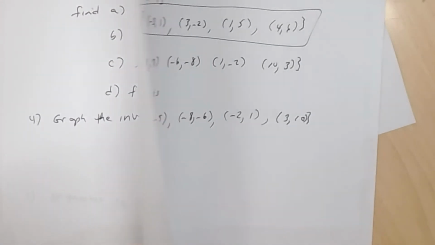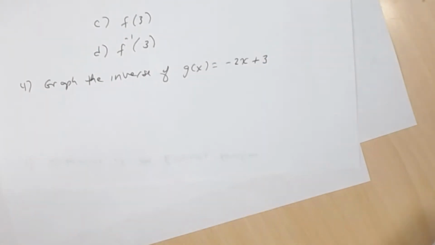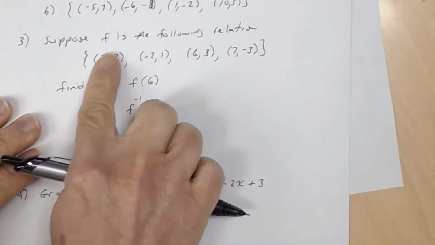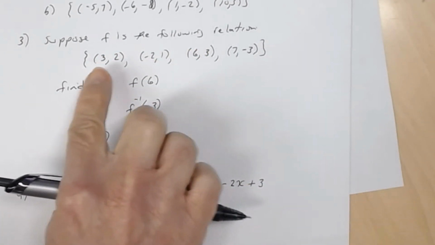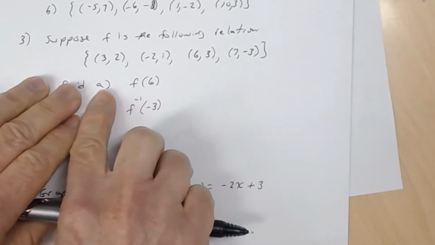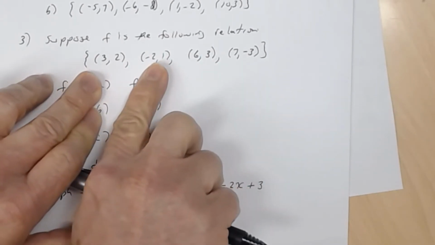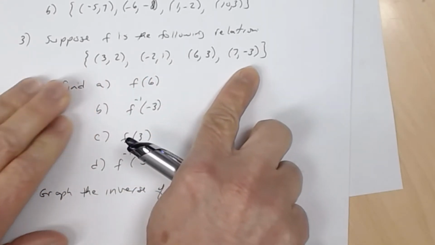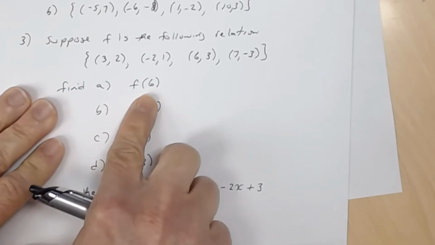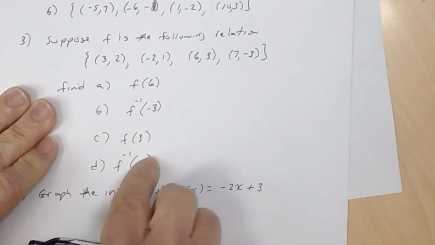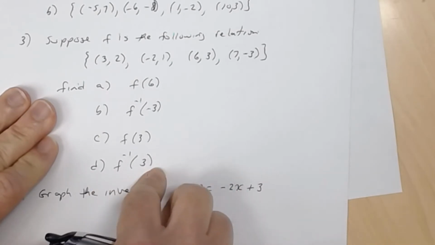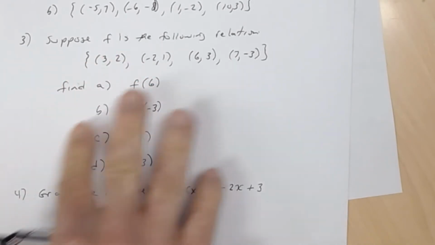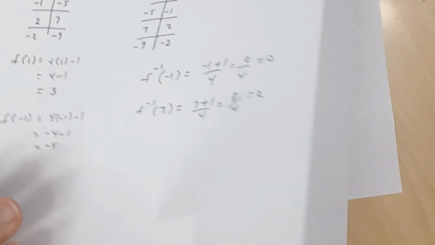All right. Now, let's look at 3. In 3, you have this. It says, suppose that f is the following relation. So it has these 4 points. It has the point 3, 2, the point -2, 1, the point 6, 3, and the point 7, -3. And you want to find each of the following. So we want to find f of 6, you want to find f inverse of -3, you want to find f of 3, you want to find f inverse of 3. Okay? All right. Now, don't let that part confuse you, because we talked about that here.